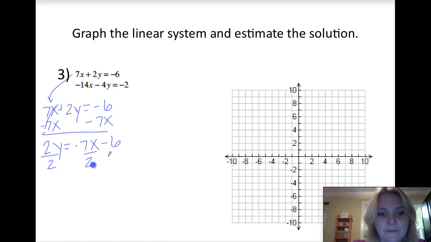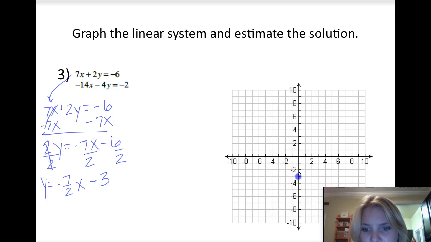And then we'll divide both sides by 2. So we're left with y equals negative 7/2 x minus 3. So our y-intercept is negative 3. And then we'll go down 7 units to the right 2, or we can go up 7 units to the left 2. Connect those. Arrows at the end.